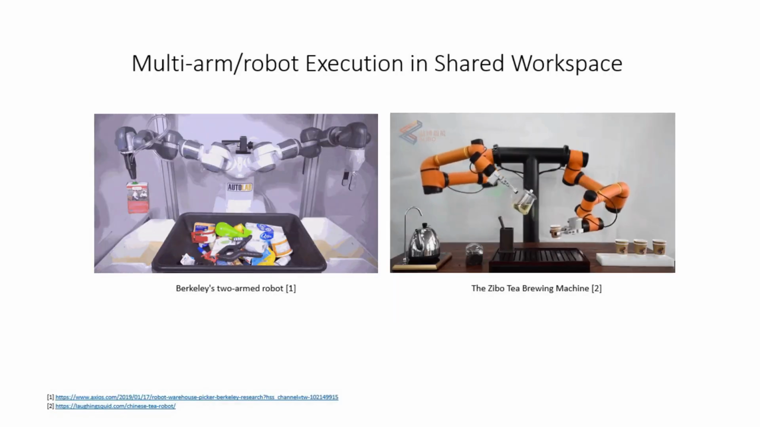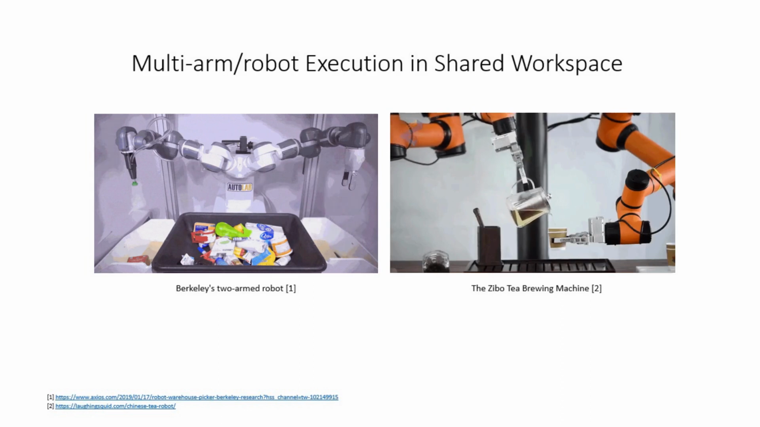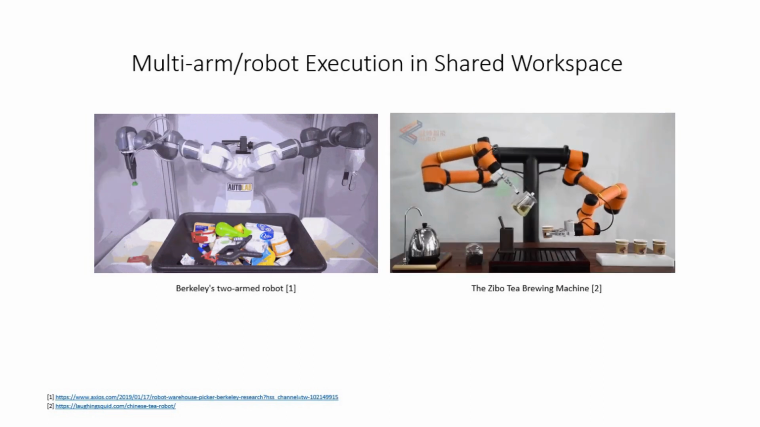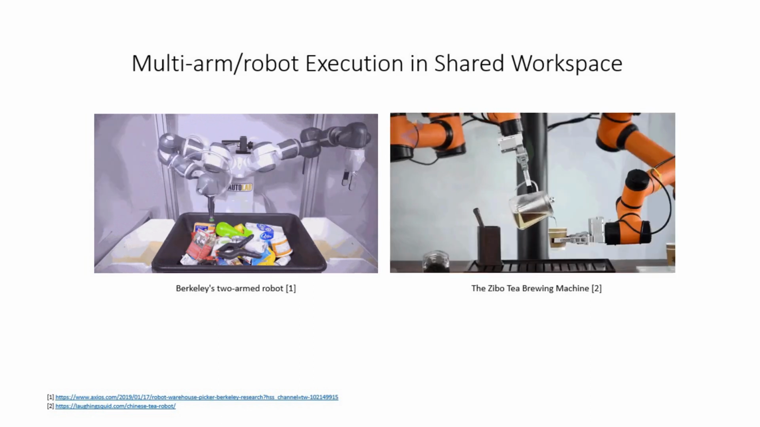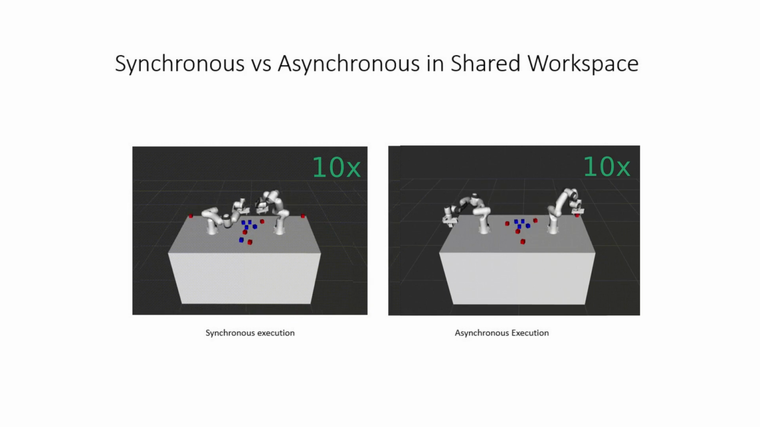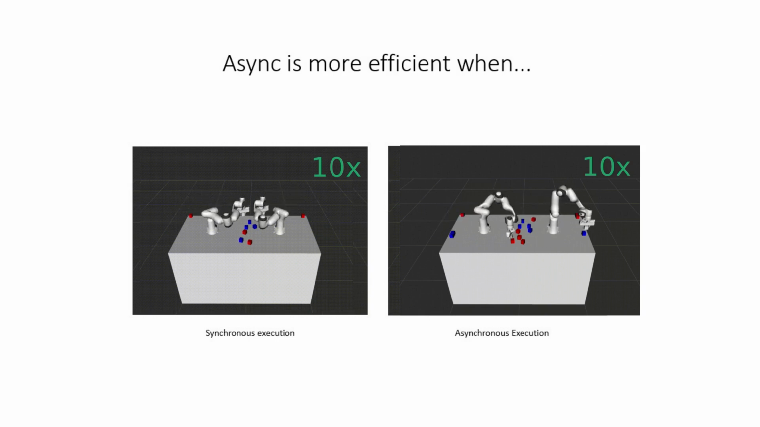When handling multi-arm or multi-robot configurations in a shared workspace, two main approaches are used for collision-free trajectory planning and execution. The synchronous approach treats simultaneously moving arms or robots as a single entity, while the asynchronous approach plans independent trajectories within the shared workspace, enabling individual arm autonomy. Asynchronous execution is more efficient when executing tasks of different durations and mixing coordinated and uncoordinated motions.